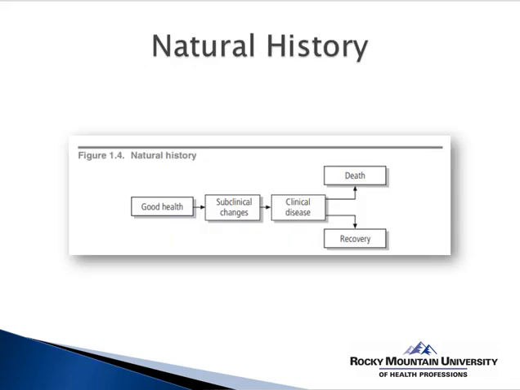So natural history is just illustrated here in this particular figure. Someone's in a state of good health, or a population's in a state of good health. They go through subclinical changes, they develop the clinical disease, and then hopefully there is a recovery that occurs from there at some point.